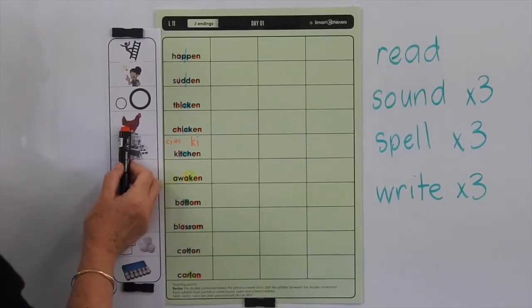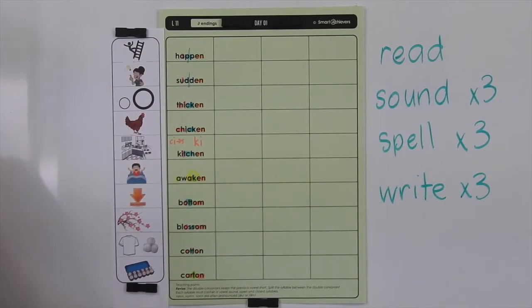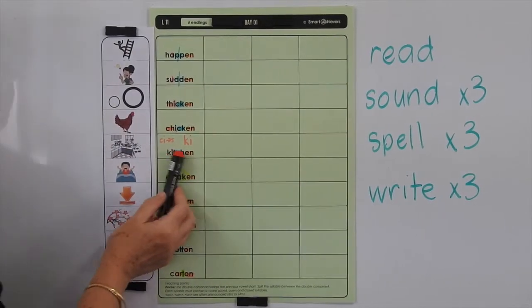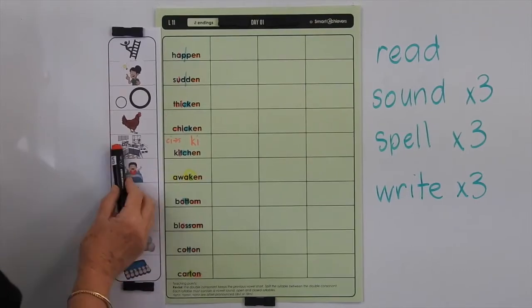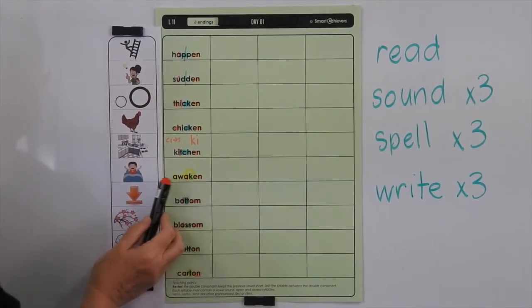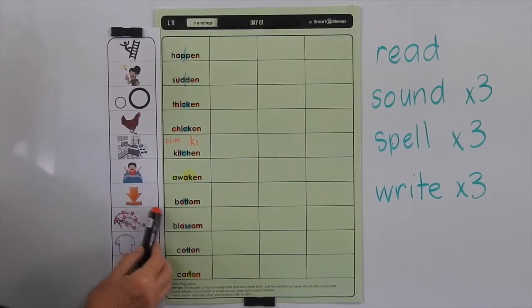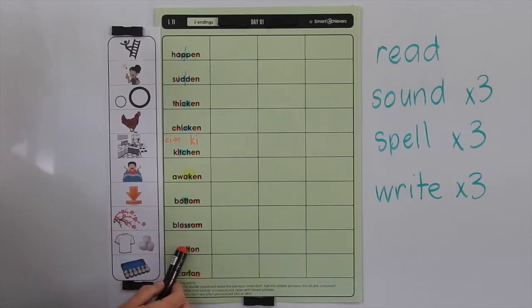So it could be a small bird, or it could be, if you're running chooks at home, you may call them chooks or hens or chickens. Kitchen is the place where we prepare food in the home or in the workplace. Awaken means when you wake up. Bottom means the lowest part of something. Blossom means the blooms that we see on a plant. Cotton is a material that we make from the cotton that we collect from a plant.